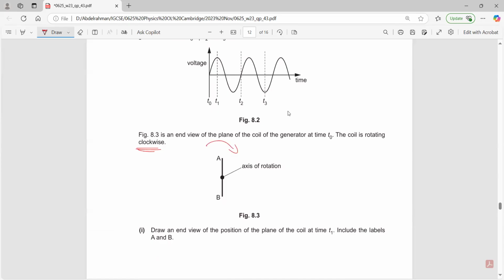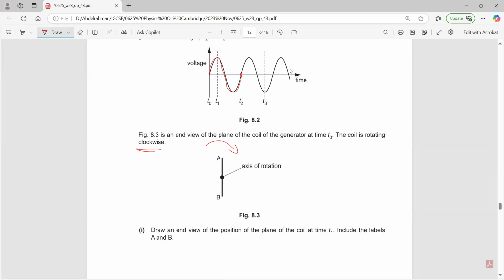It's rotating in this direction. This is a clockwise manner. So let's just try to visualize it. What do I mean by a sinusoidal wave? Meaning that it will complete a full rotation. When will it complete a full rotation? After it completes a full wave. So at time t2, this means that it has completed a full rotation.